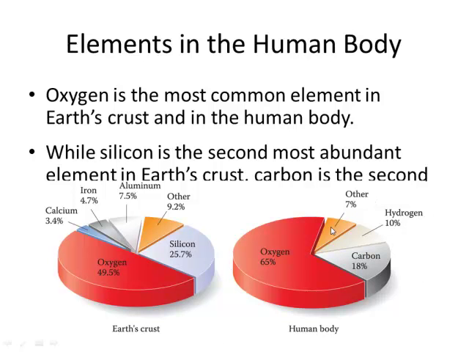If you look at the Earth's crust, we have oxygen and silicon, then calcium, which is pretty high, then iron and aluminum. Now again, this is by weight, not necessarily the number of atoms, so that makes a difference. And then they have other, which here is 9.2%.